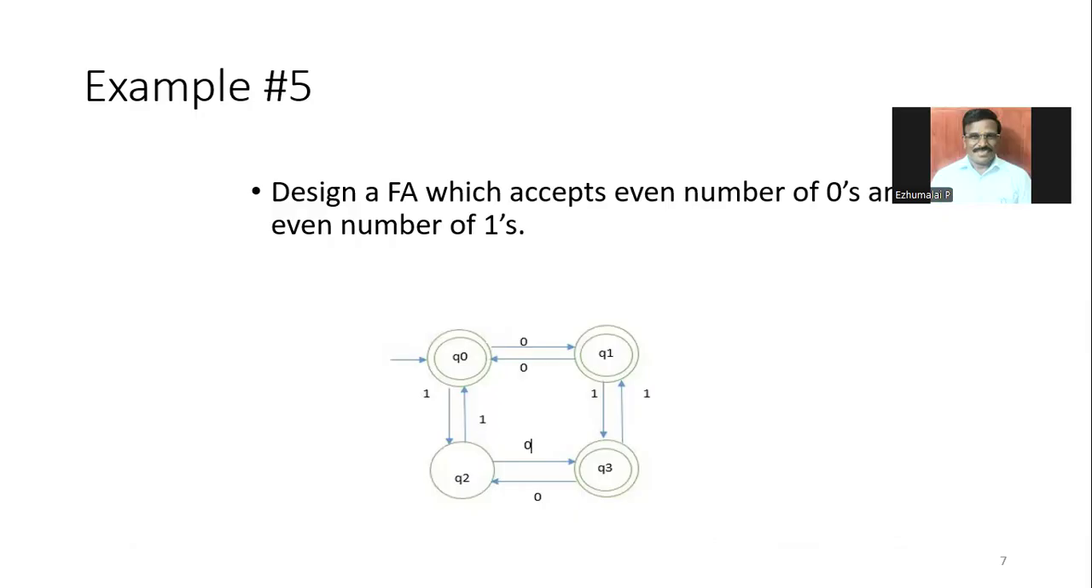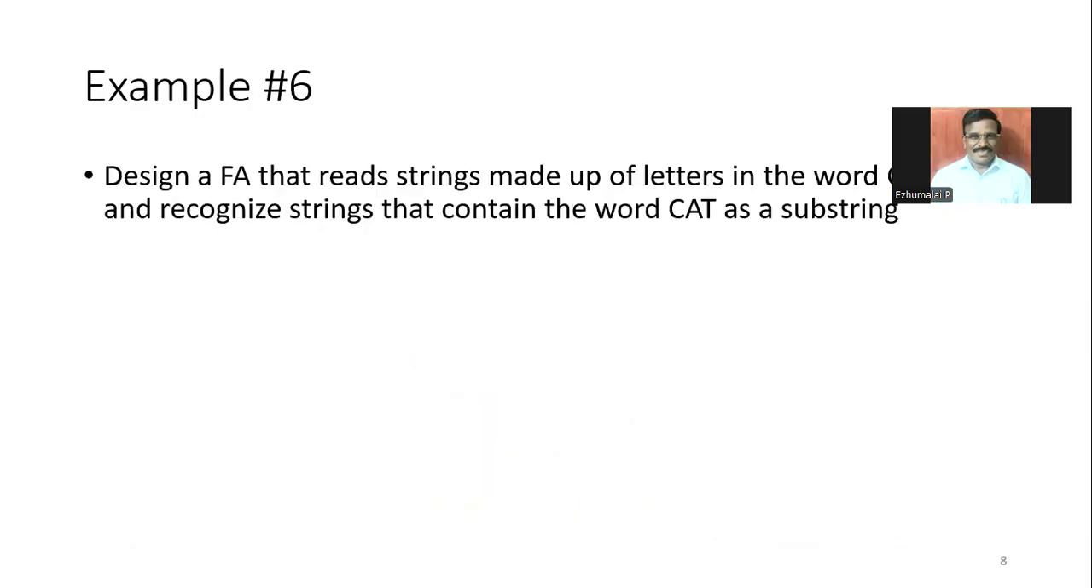If you give 0, 1, 0, 1 like this: giving 0 in Q0 goes to Q1. Again, giving 1 goes to Q3. Again, giving 0 goes to Q2. Again, giving 1 goes to Q0. Q0 is the final state. So any string with an even number of zeros and an even number of ones will be accepted by this system.